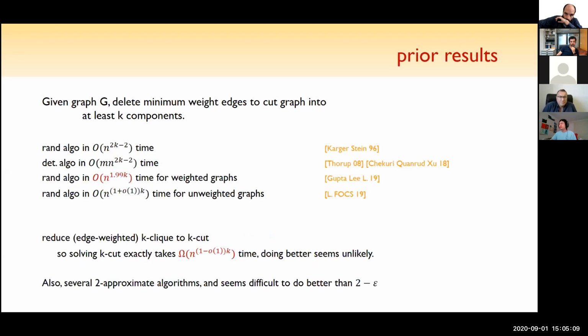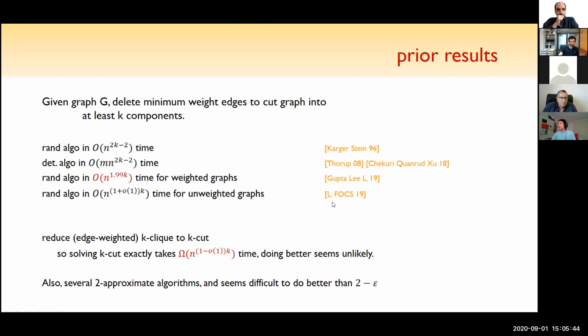And here are the prior results for both questions. So before 2019, the best algorithm known was the original Karger-Stein randomized contraction algorithm. And this ran in roughly n to 2K time. And this algorithm also could output all the min K-cuts of the graph. So it could give you a corresponding extremal bound of n to 2K. In 2019, the authors improved both the algorithm and the extremal bound slightly to n to the 1.99K.